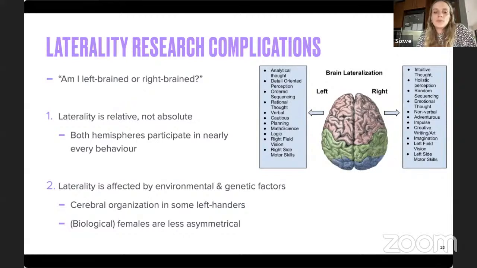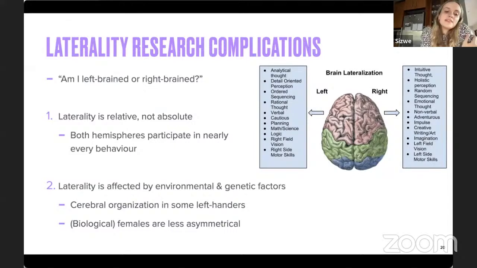Another complication is that laterality is affected by environmental and genetic factors. So it's not something we can always predict. So someone's left brain might be less focused on the verbal stuff and the right brain's like, no, I'll take this one. Like, I'll get involved too. And we don't see as much laterality. It's kind of just all over the place rather than being focused on one side.